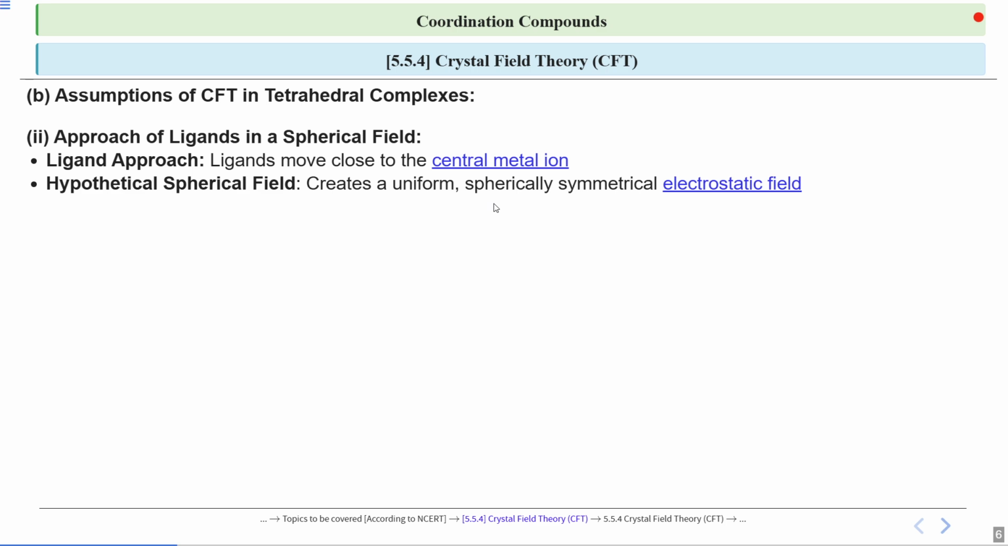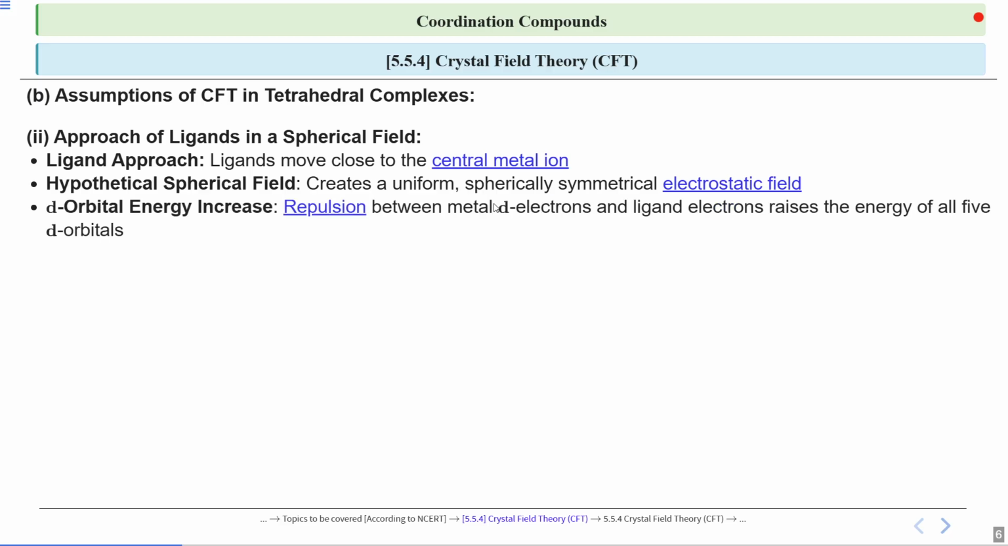In a hypothetical spherical field. A hypothetical spherical field means that around the central metal ion, the ligands approach and, with the 5 d orbitals which are degenerate, create a uniform, spherically symmetrical electrostatic field around the central metal ion. So this is a hypothetical spherical field which is symmetrical and electrostatic in nature, and uniform around the central metal ion.